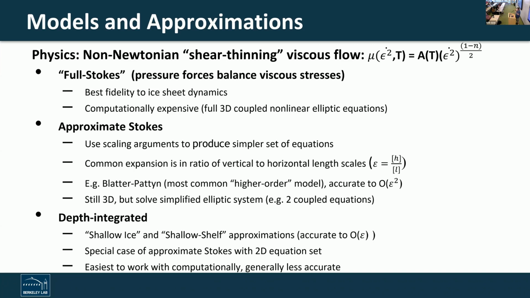You can take that ratio of horizontal to vertical length scales, which we'll call epsilon, and then propagate that through your set of equations and start pulling out terms that are higher order than that. If epsilon is small, epsilon squared is smaller, right? So if you keep only the terms that are order epsilon in those equations, you wind up with a simpler set of equations, which are known as the Blatter-Pattyn system. And when I say it's accurate to order epsilon squared, that means I've thrown away everything that's epsilon squared or higher.